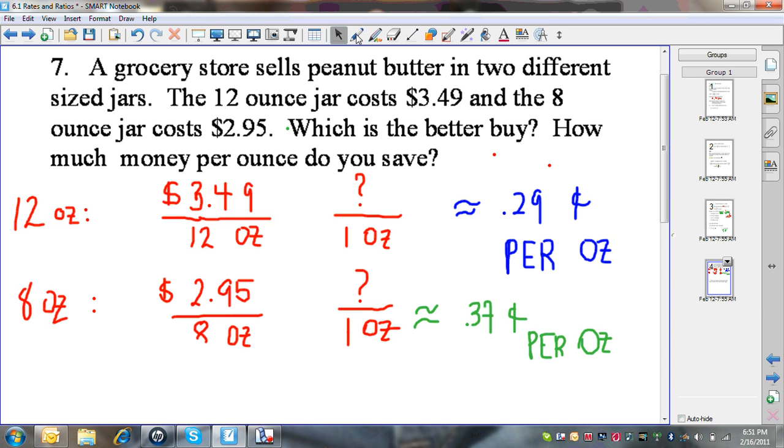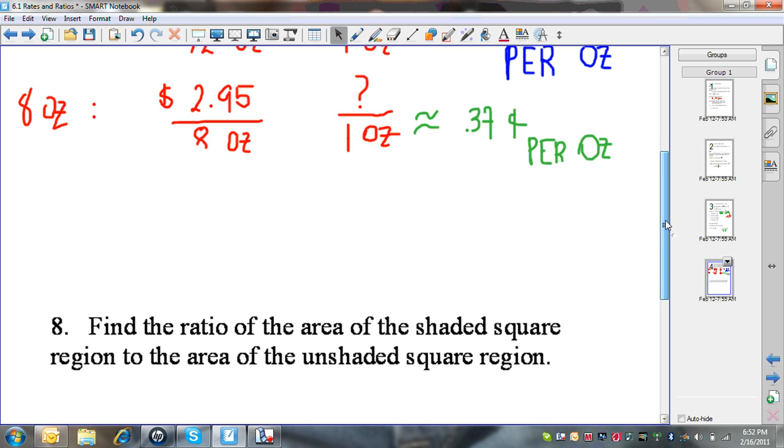The question says, how much money per ounce do you save? If you go back and look at the question, it's asking us, which is the better buy? We answered that. The 12-ounce jar. How much money per ounce do you save? 37 minus 29 is how many cents, children, per ounce do you save? So this is kind of the unit rate and rate in a nutshell.